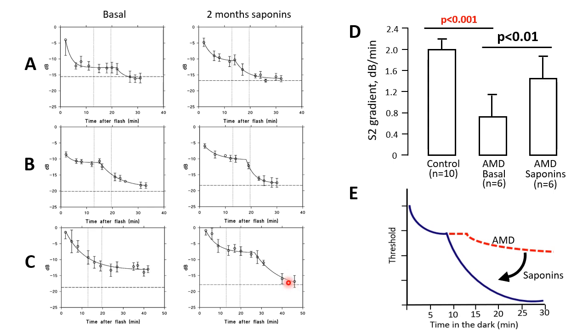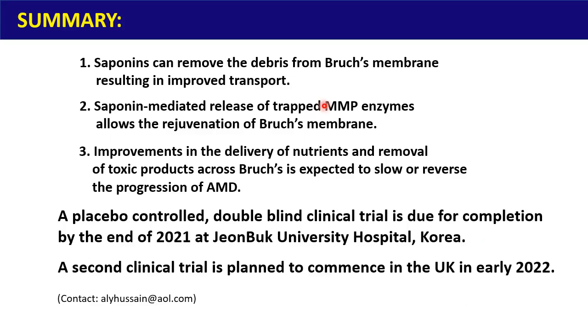Improved transport is expected to facilitate entry of nutrients, vitamins, and antioxidants, and at the same time remove toxic products. The net result is expected to slow or reverse the degenerative changes in AMD. These initial results are encouraging for the development of a saponin-mediated treatment protocol for AMD. A small, placebo-controlled, double-blind trial is due for completion by the end of this year. A much larger trial is expected to start in the UK next year.